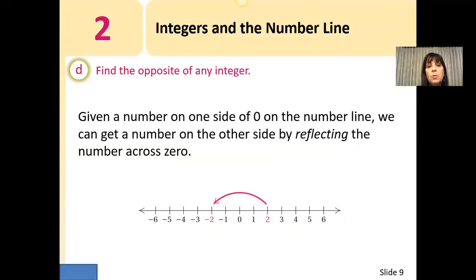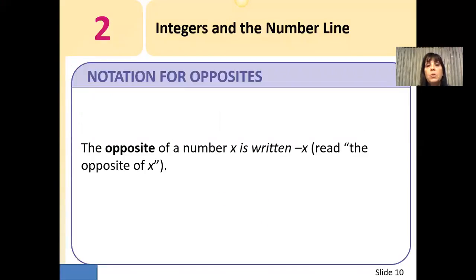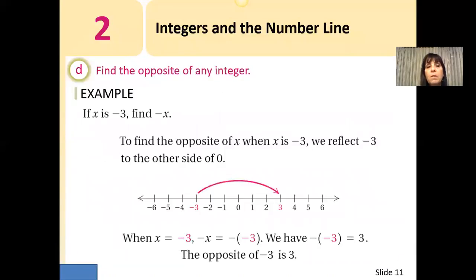Another term that you need to be aware of is the opposite. When you talk about the opposite, you're talking about the number that is on the opposite side of 0 on the number line. So the opposite of a positive number is its negative, and the opposite of a negative number is its positive. To show the opposite, you would write it as -x. So -x is read as the opposite of x.